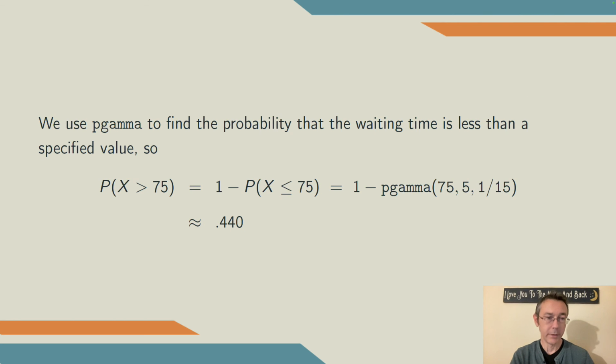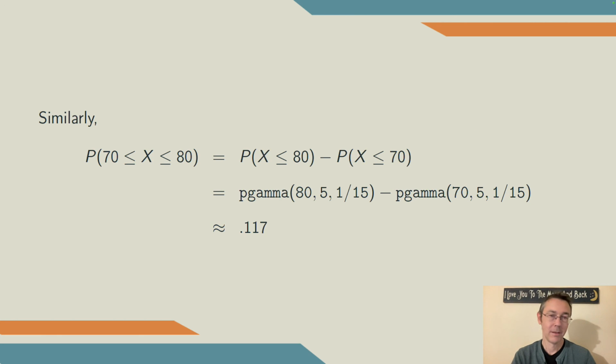Let's start with those probability calculations. We use pgamma to find the probability that the waiting time is less than a specified value. So if we need the probability that x is greater than 75, we have to do 1 minus the probability that it's less than 75. That is 1 minus pgamma(75, 5, 1/15), 5 being the parameter alpha, the number of occurrences we're waiting for, 1/15 being the parameter lambda, the average number of occurrences per unit interval. In this case, we get about 44%.